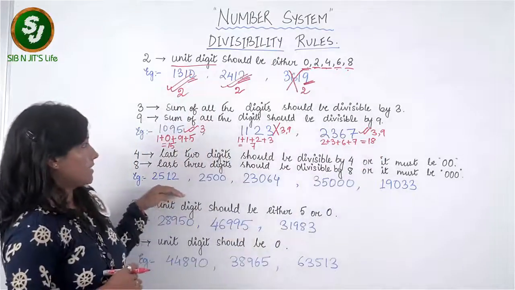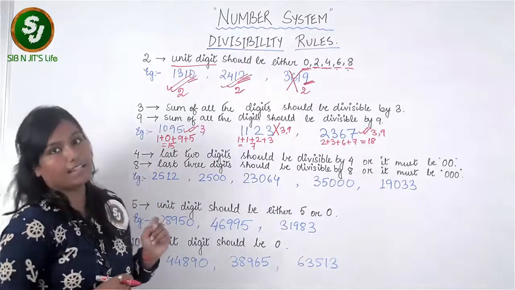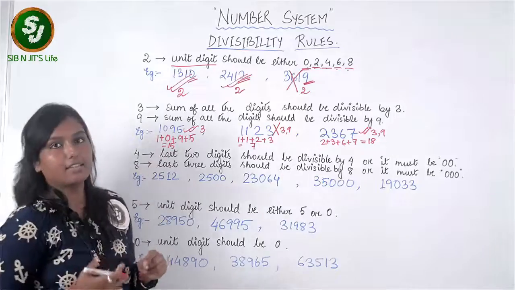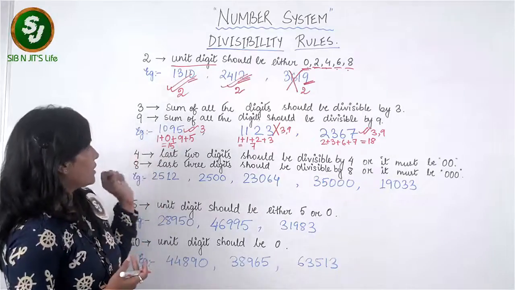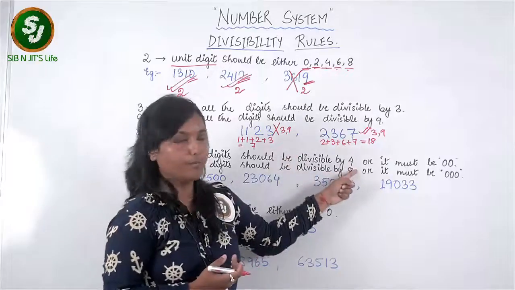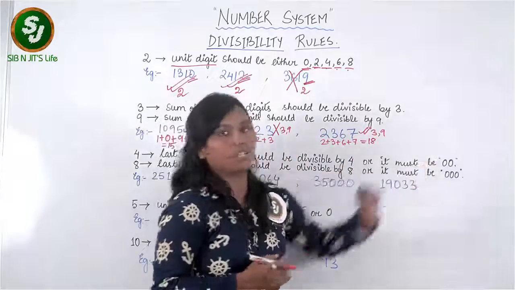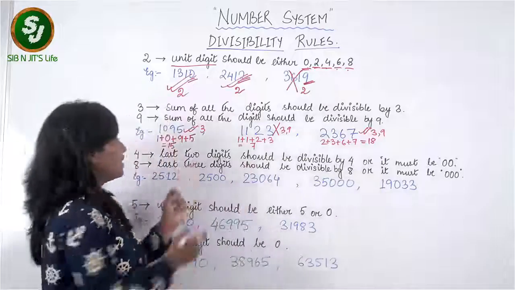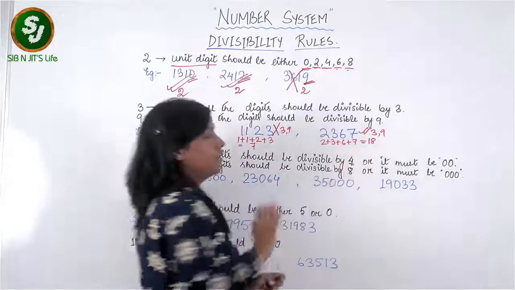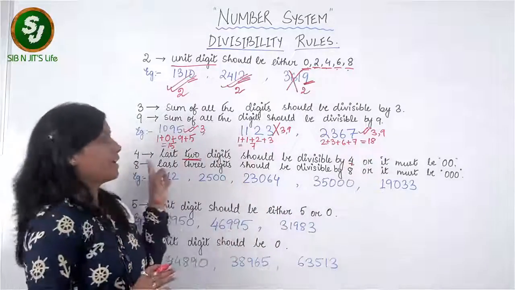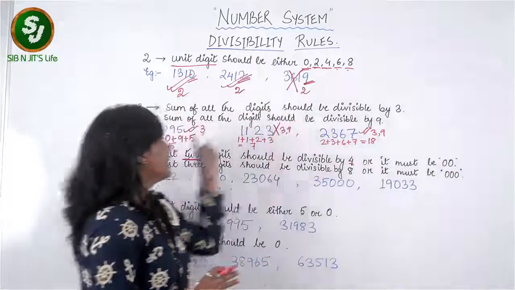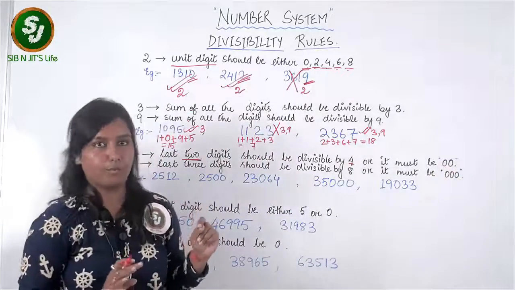So moving on to the next, 4 and 8. How will you know whether a number is divisible by 4 and 8 or not? For 4, the condition is the last 2 digits should be divisible by 4 or it must be 0, 0. Check the last 2 digits. If it is divisible by 4, the entire number will be divisible by 4. Or if you have 2 zeros at the end, then also it will be divisible by 4.